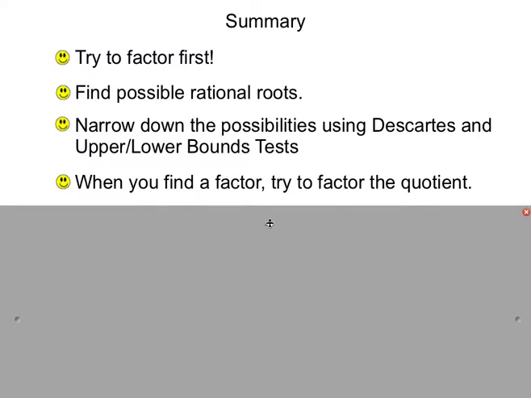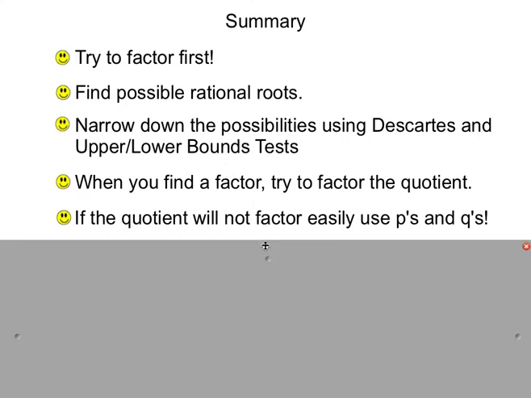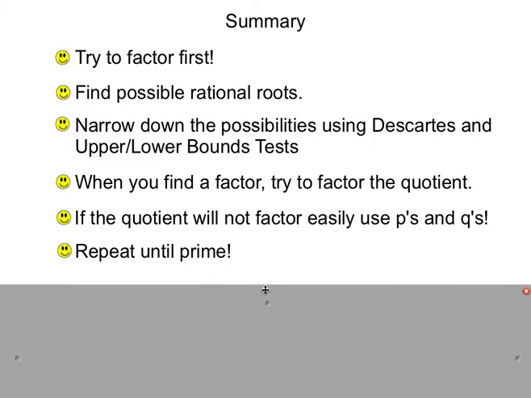When you find a factor that works, you're going to rewrite it in factored form, and you are going to try to factor the quotient. If the quotient will not factor easily, you're again going to do the guess and check, use P's and Q's, and you're going to repeat this whole thing until it is prime.